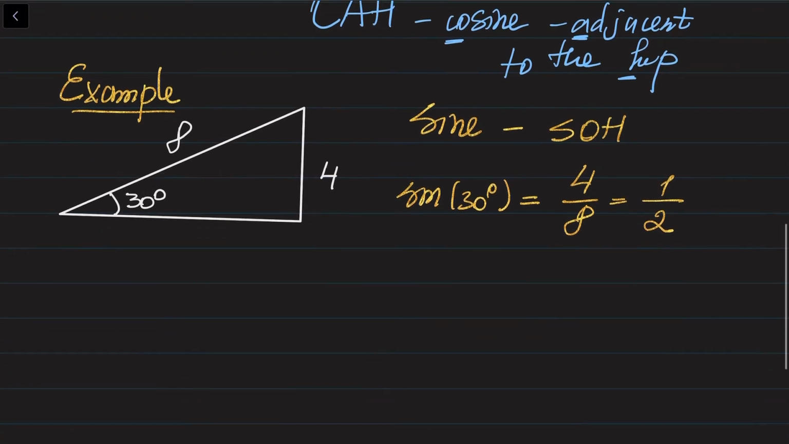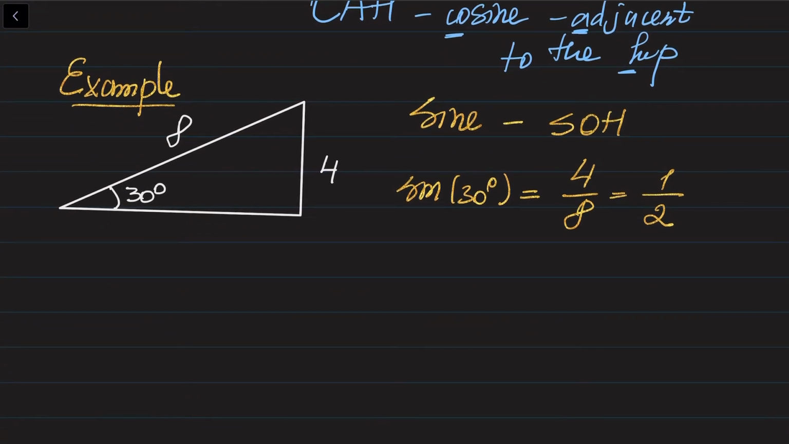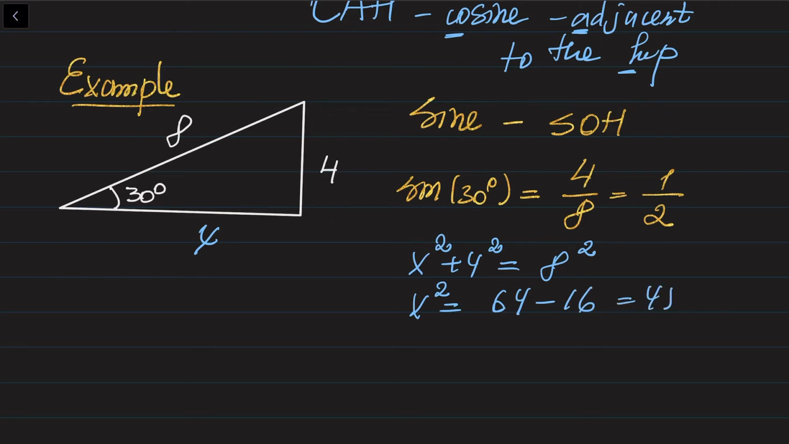Okay, at the same time, if I would like to figure out what is the cosine, I need to know the length of this side, right? So let's say this is going to be equal to x. I can find the x from the so-called Pythagoras theorem, right? Which tells you that the sum of the squares of the shorter sides is equal to the square of the longer side. Then I can find x squared, which is going to be equal to 64 minus 16, which is going to be equal to 48, right? And then the x is going to be equal to square root of 48.